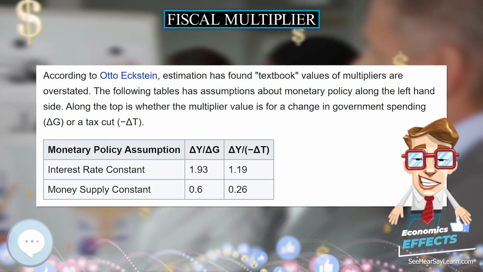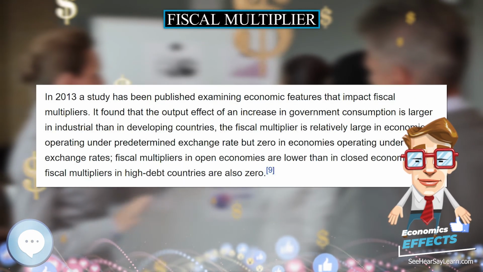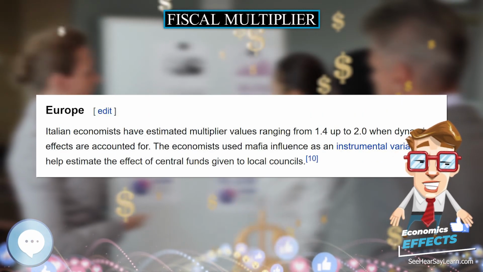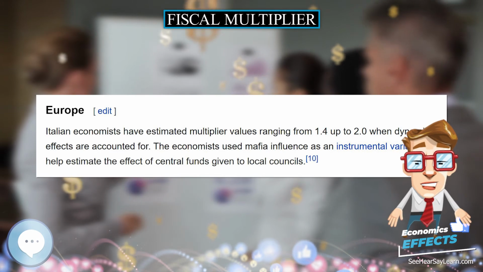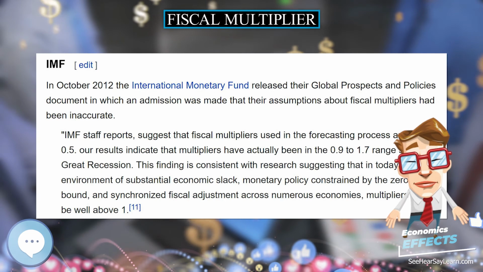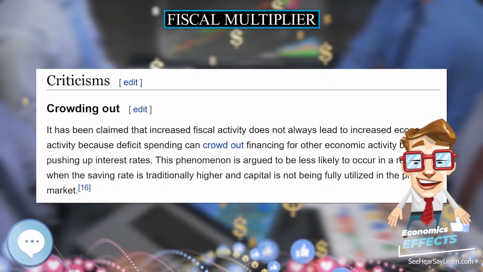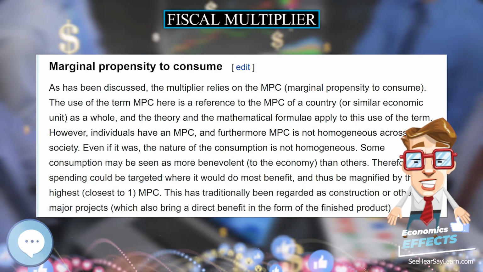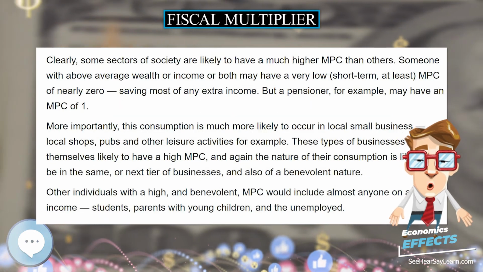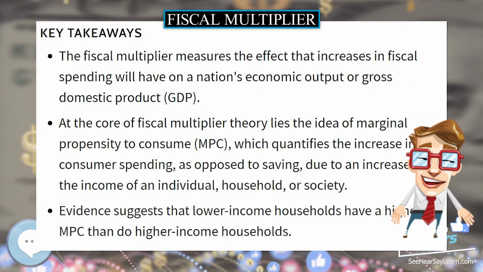because deficit spending can crowd out financing for other economic activity by pushing up interest rates. This phenomenon is argued to be less likely to occur in a recession, when the saving rate is traditionally higher and capital is not being fully utilized in the private market. Marginal propensity to consume. As has been discussed, the multiplier relies on the MPC, marginal propensity to consume. The use of the term MPC here is a reference to the MPC of a country, or similar economic unit, as a whole, and the theory and the mathematical formulae apply to this use of the term.